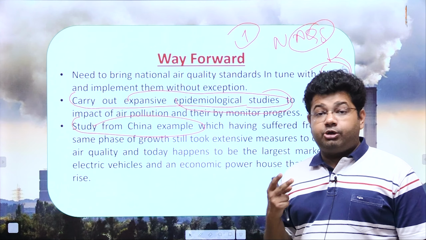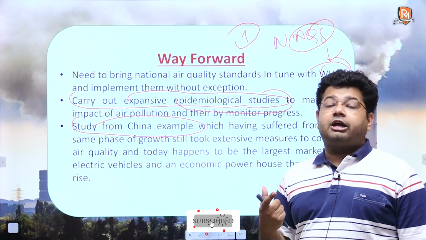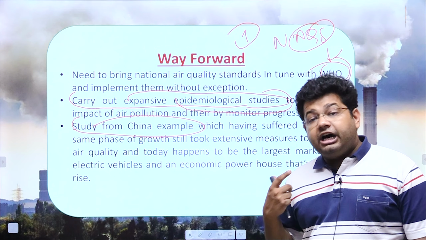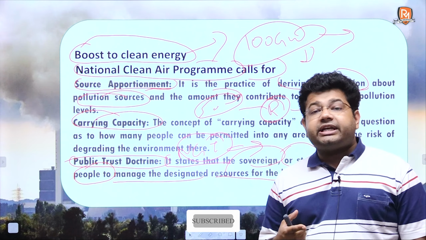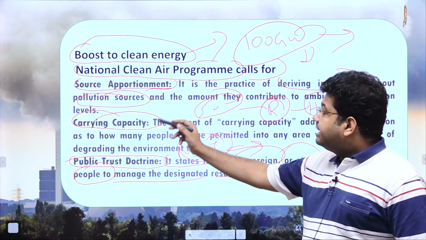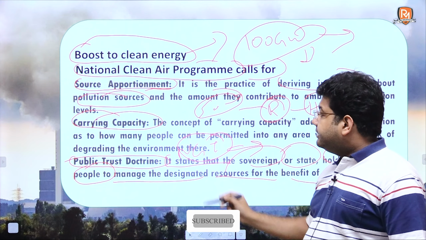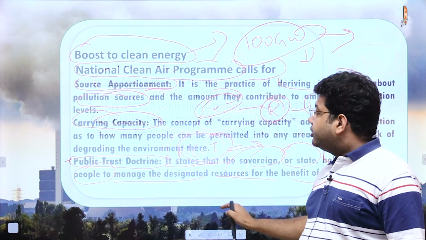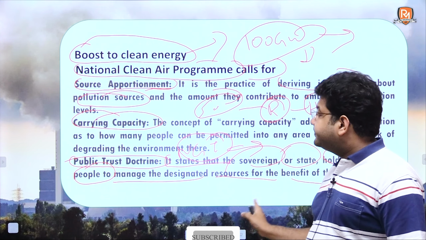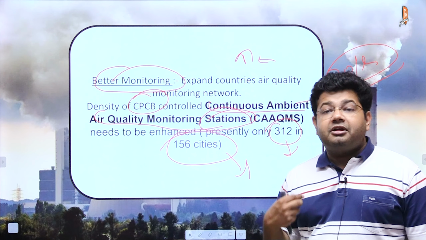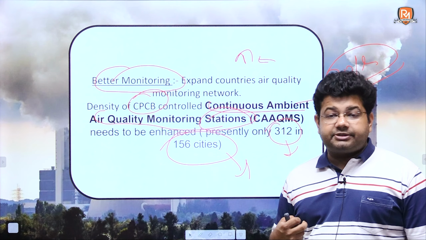Then carrying out epidemiological studies so as to see whether or not our efforts are bearing any fruits. Learning from the example of China, need to give a boost to clean energy, do carrying capacity studies, source apportionment, and government needs to concentrate on its task as being the trustee of the environment of the people, and enhancing monitoring measures with respect to air quality. This would be all for our today's lecture.